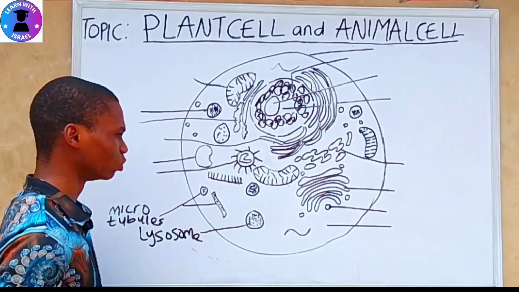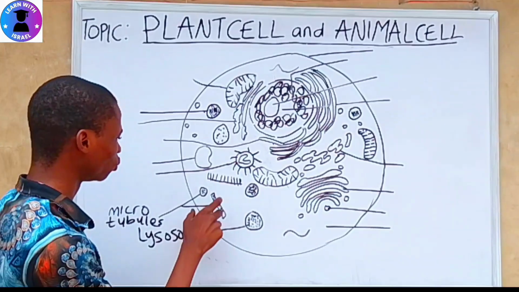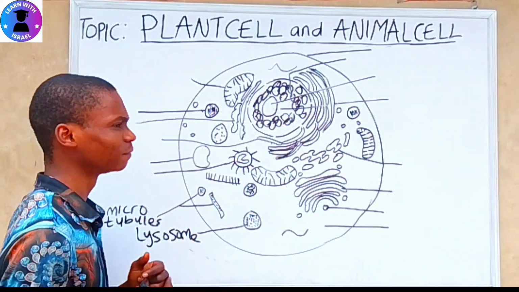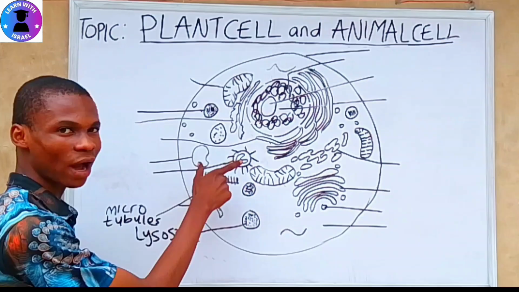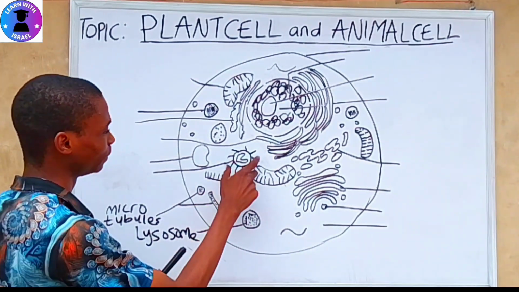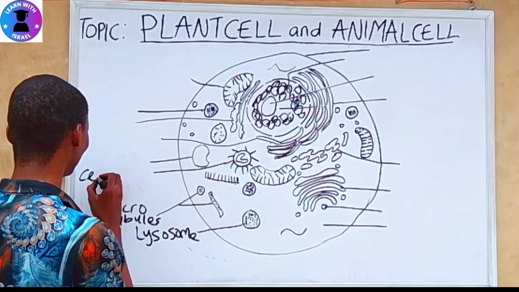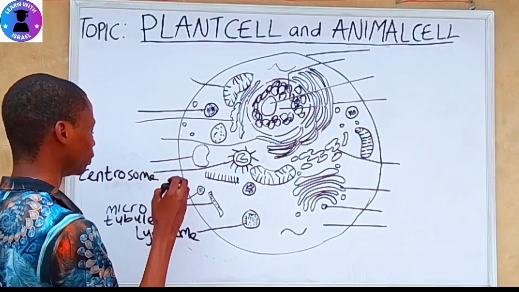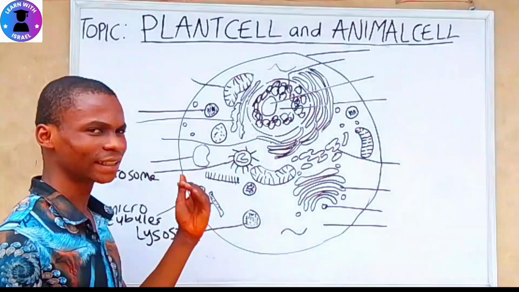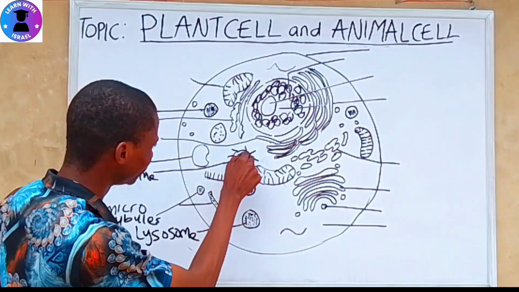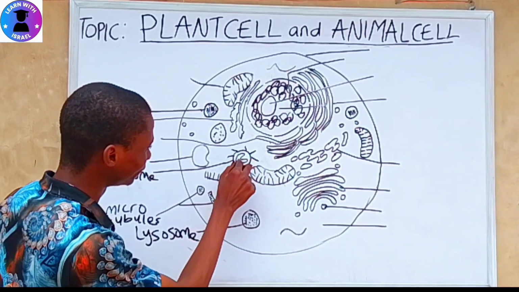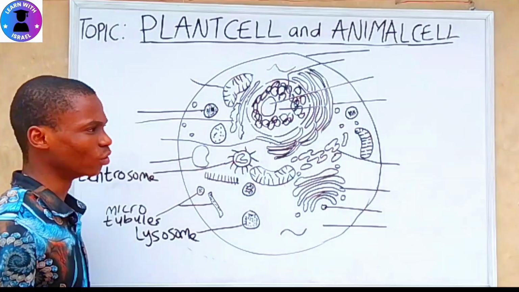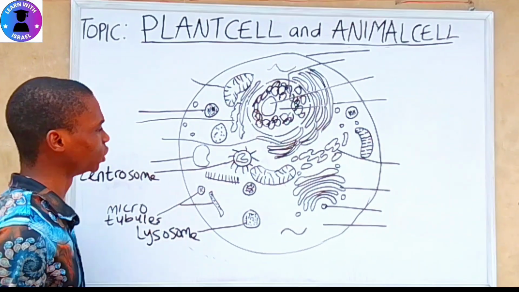For microtubules, they shape and structure the cell in animal cell. This star-shaped thing is called the centrosome, and what it does is that it helps in cell division. And this thing that looks like a love shape inside it is the centriole, which aids in cell division.